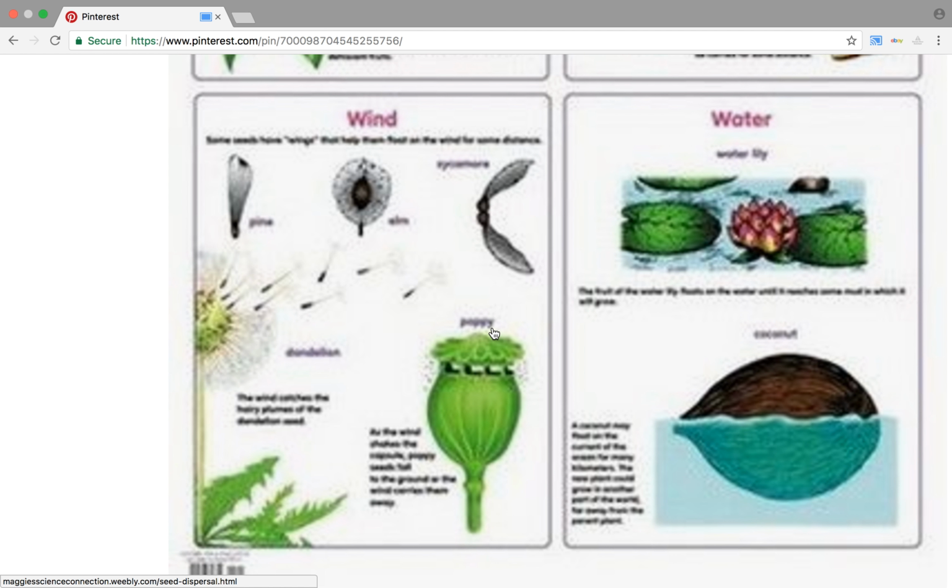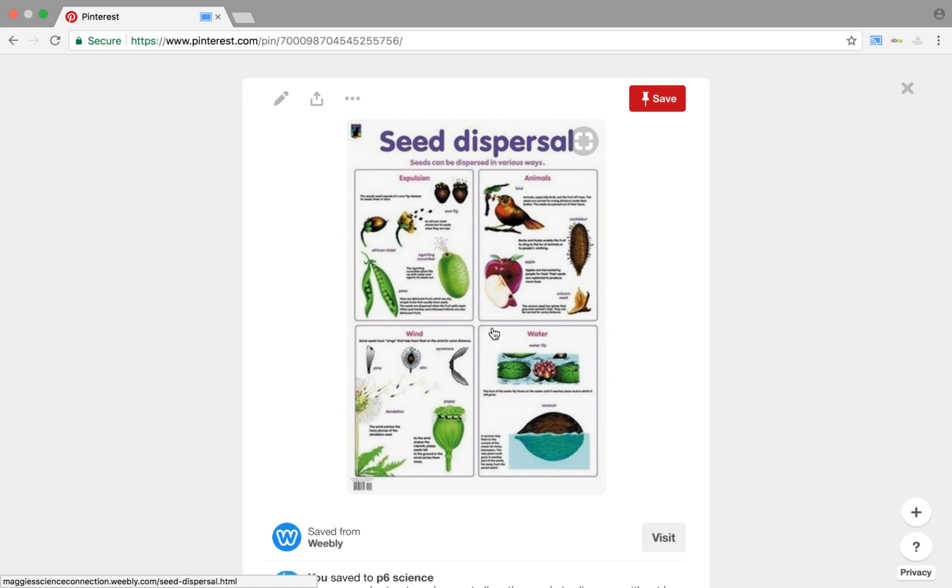Shorea. Okay, Shorea. No, it doesn't look like anything. Maybe it's like that, okay? What else? Dandelion. This one is poppy, P-O-P-P-Y. Okay? Next.